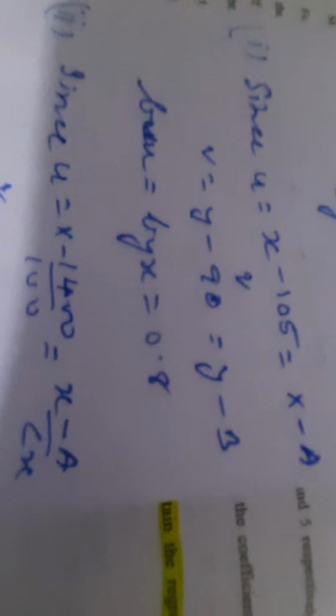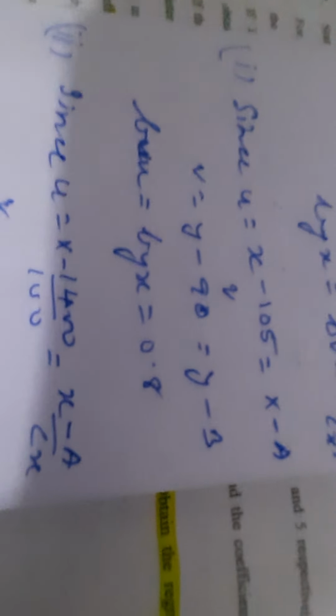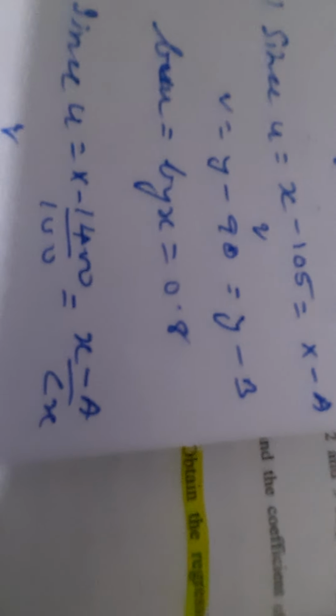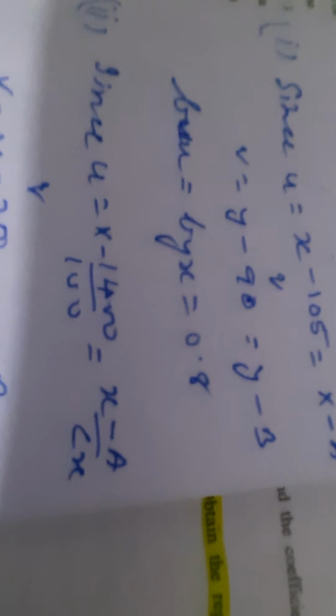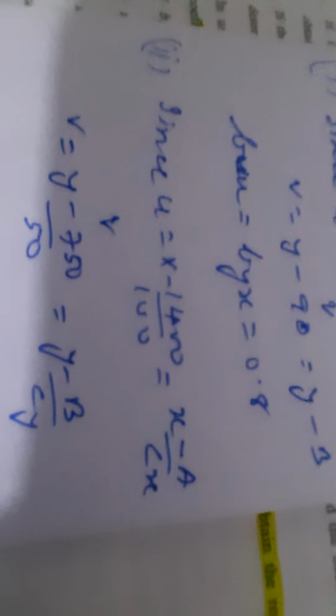But in the first case here, u is equal to x minus 105, and that is x minus a, and v is equal to y minus 90, which is y minus b. So buv is equal to byx. Both are the same. So your answer is 0.8 only. No change. Whereas since u is equal to x minus 1400 upon 100, then x minus a upon cx will be the value. So there you will have a value slightly different.